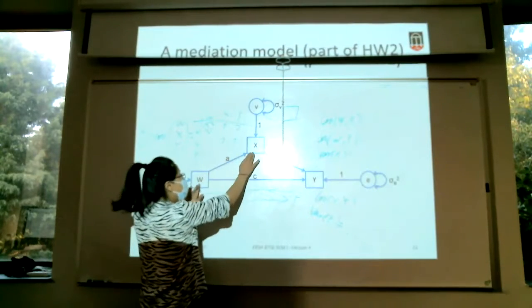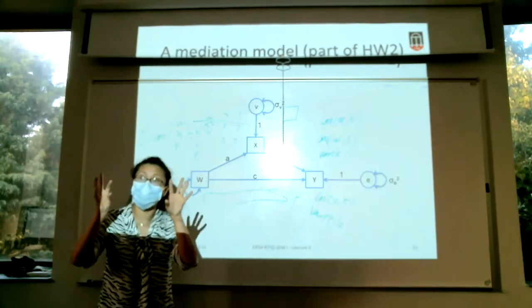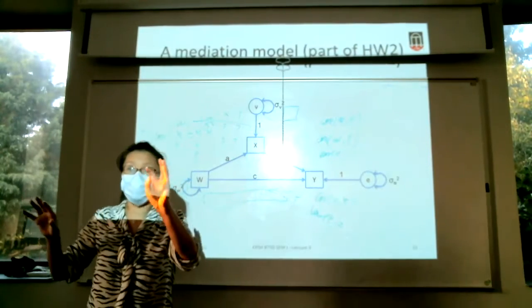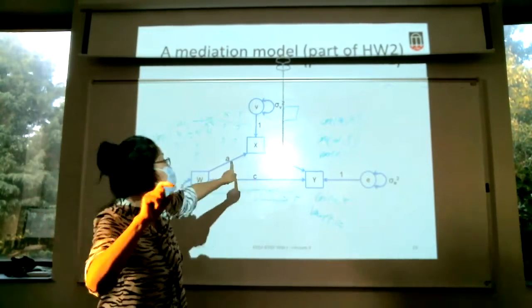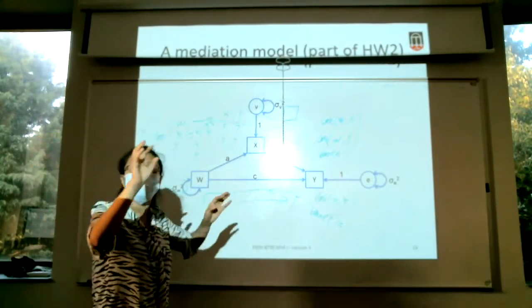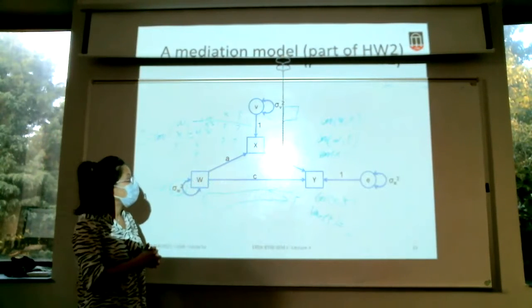Because here, with W and X, W actually causes X. There's a relationship between these two variables. W causes X. W is an independent variable. X is a dependent variable. Always start from the dependent variable, and then stop at the other variable.